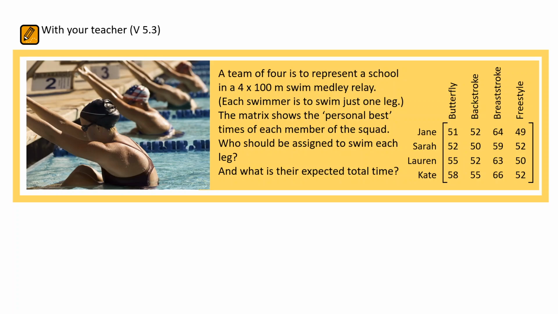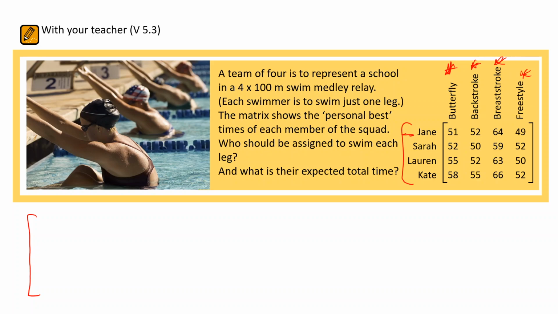Okay, so we're going to now look at an example that needs to use the Hungarian method to assign different swim legs to different swimmers in a medley relay race. The object is to assign the best combination of swimmers to the fastest possible or expected times that they will produce. So we start off by doing the row reduction. That's our first step.